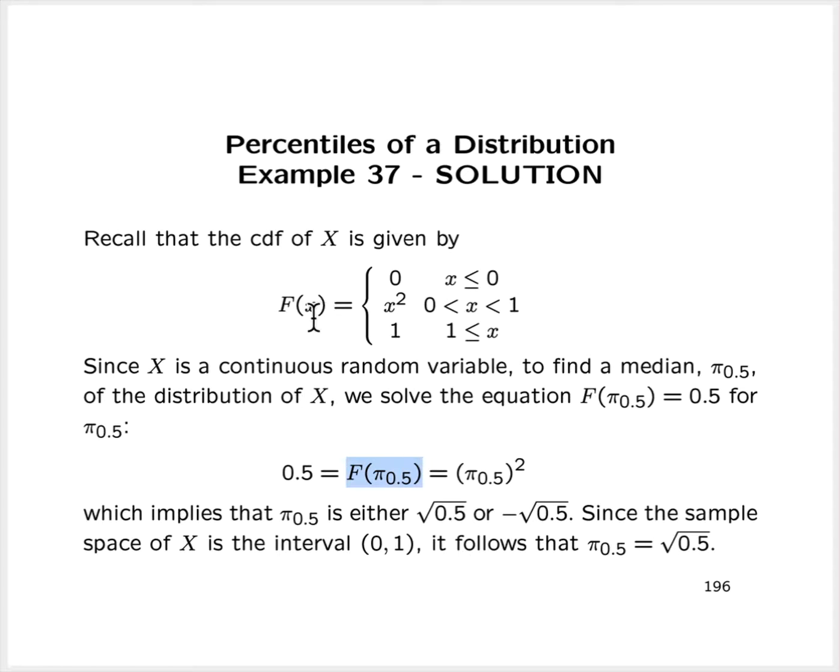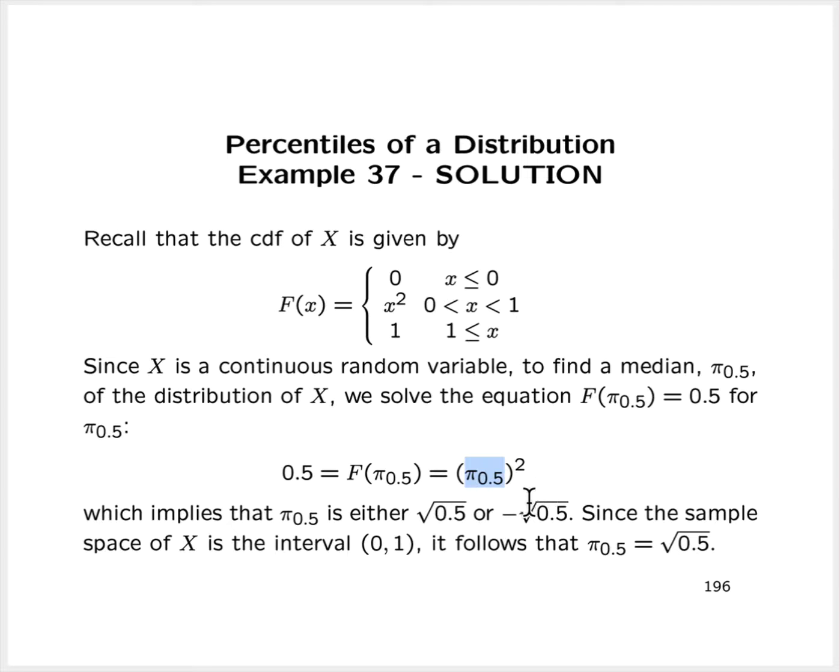And so the expression for the CDF at such a point would be the square of the argument at which we are evaluating the CDF. And so this would have to be pi sub 0.5 squared. And so to find the median, all we have to do is solve this equation for the unknown, which is pi sub 0.5. Well, if we take the square root of this equation, we'll get two potential values for pi sub 0.5, either the square root of 0.5 or negative of the square root of 0.5.